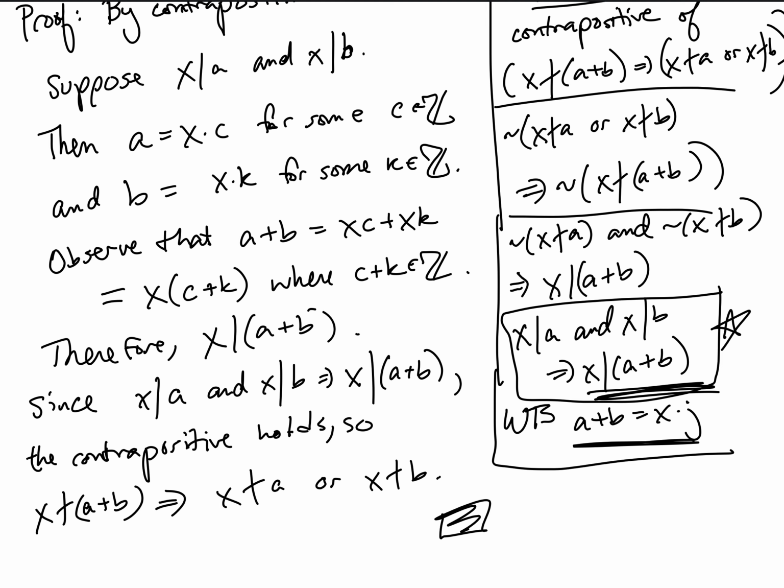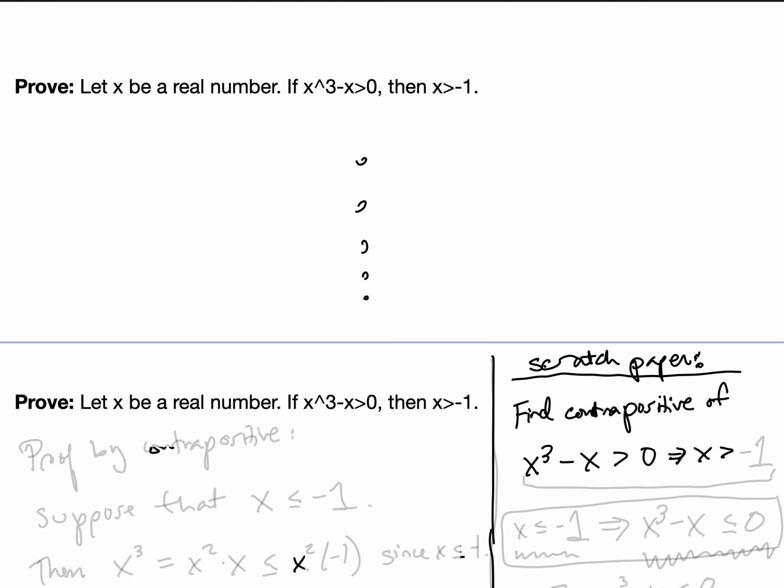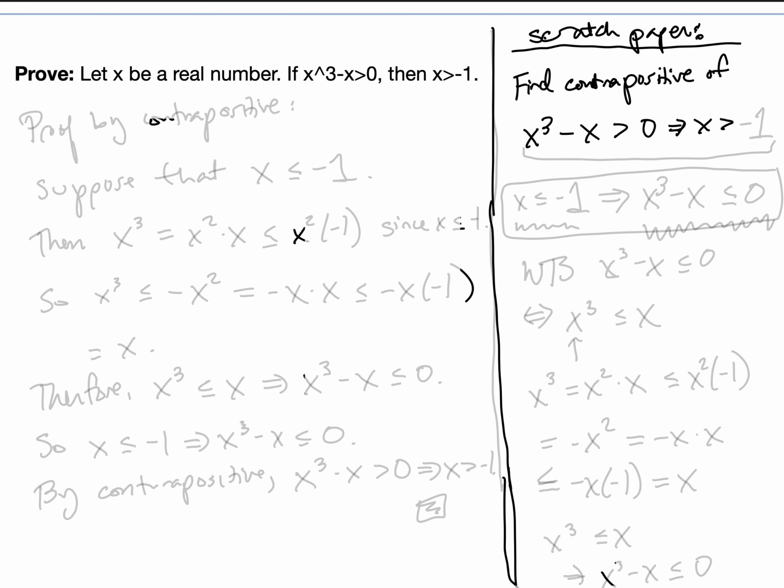Okay, so let's do another proof, this time about real numbers instead of integers. So we are trying to prove that if x is a real number, then x cubed minus x being greater than 0 implies that x is greater than -1. So think about what is the contrapositive of that statement and then try to prove it. Okay, so let's try to prove this. First, observe that a direct proof would be difficult because if x cubed minus x is greater than 0, it's sort of hard to see where to go from there.